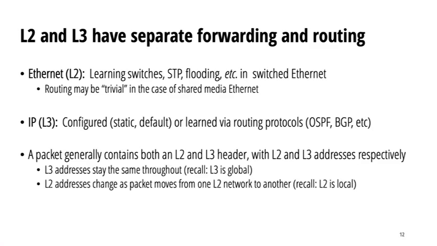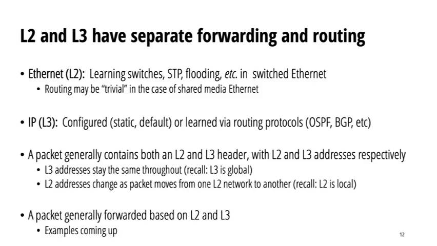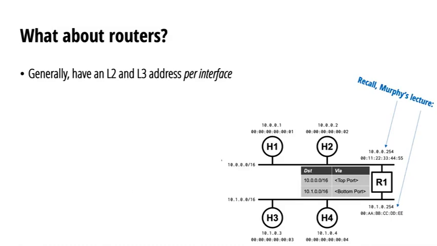Remember, a data packet generally contains both an L2 and an L3 header, with L2 and L3 addresses in each. L3 addresses are global. That means they stay the same from the source to the destination. The network doesn't mess, for the most part, with IP addresses. But the L2 addresses, and we're going to see examples of this, change as you go from one L2 network to another along the end-to-end path. And so a packet is generally forwarded on this combination of L2 and L3. We'll get to it in a minute.